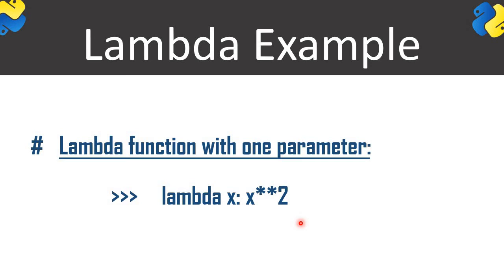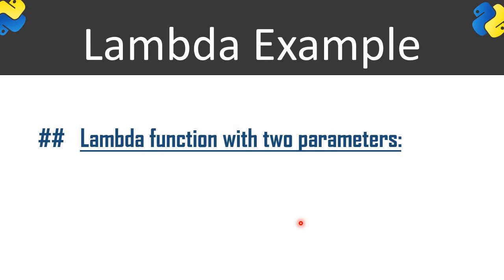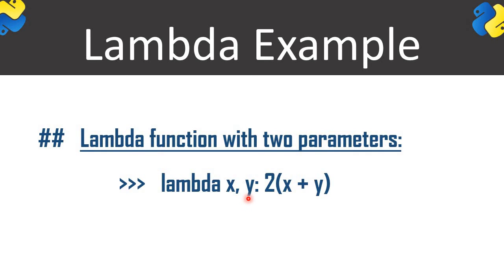Suppose we have to write two parameters. So how can we write them? Let's see this. We have to write the other parameter with a comma. We will separate all the parameters with a comma. And the expression says 2 into x plus y. So here the values of x and y will be summed up and it will return the value after multiplying it with 2. Let's try it practically.